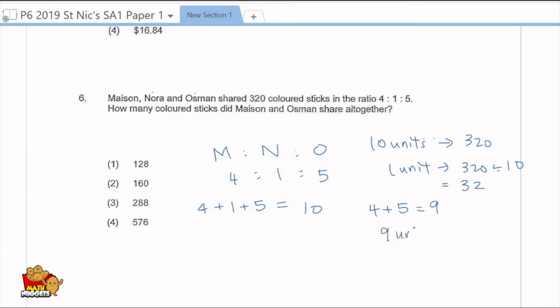So I need to find 9 units, which is 32 times 9. To do your working, it comes to 288. Option 3.